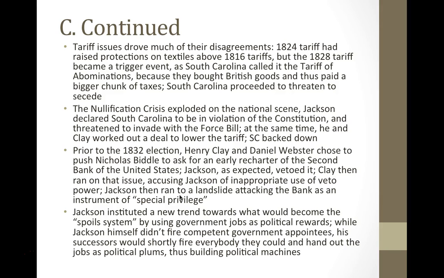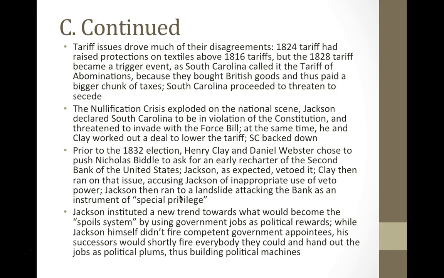All right. Henry Clay and Daniel Webster decide that they're going to push Nicholas Biddle to ask for early recharter of the Second Bank. They're going after Jackson. The charter of the bank isn't due until later, but they want an issue to go after Jackson. So they get Biddle to ask for an early recharter of the Second Bank of the U.S. Jackson, everyone knew he was going to do it, vetoes it. Clay is going to run on that issue. That's why it was done. Clay wanted to run for president and be able to use Jackson's veto to attack him.